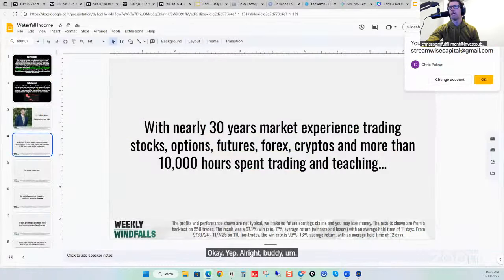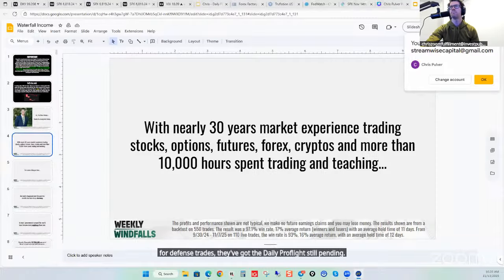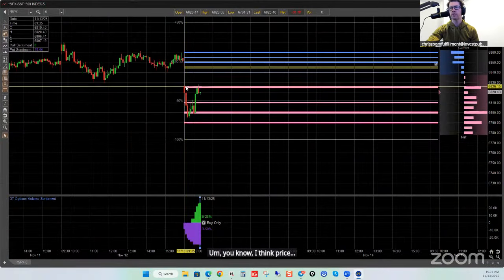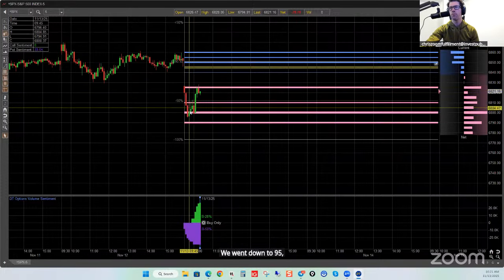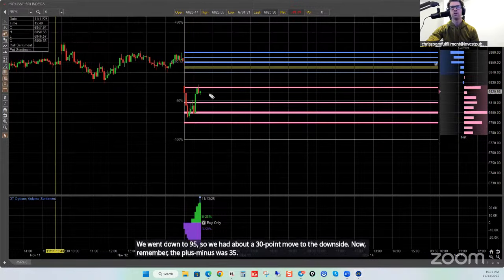Let's switch gears. Let's see what happens if we get a trade filled for daily profit play. I've got a couple tops, bottoms for defense trades. I got the daily profit play still pending. I think price could maybe surprise us with the open today. We opened at 26. We went down to 95, so we had about a 30-point move to the downside. Remember, the plus minus was 35. So just keep that in mind.